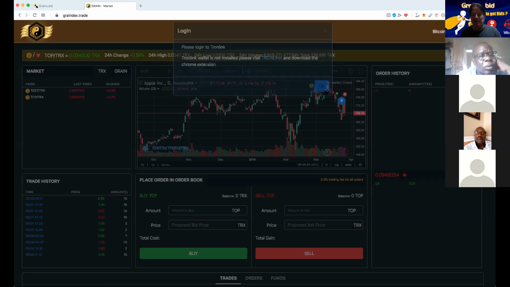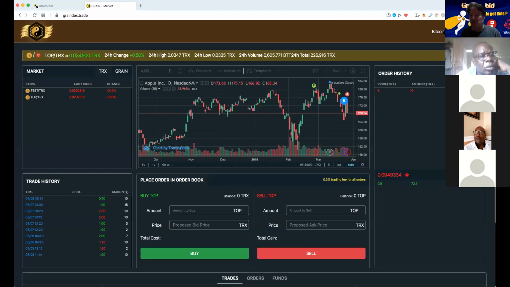I'm not going to do that right now, but I'm going to go over here in the upper right hand corner. It says Bitcoin conversion. This right here, this is trading grains for Tron. It's paired with Tron. So if you're going to do trades back and forth, Tron to grains, Tron to grains, trying to work the market, you can do that.